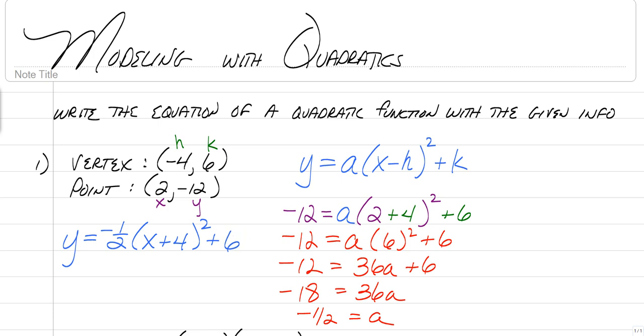So you use the x and y with the h and k to help you find a. But your final answer, you will have the x and y. The only thing that you need to keep from the original is your opposite of -4 and 6. So the h, comma, k. Okay? So that's how you do it when given a vertex and a point.